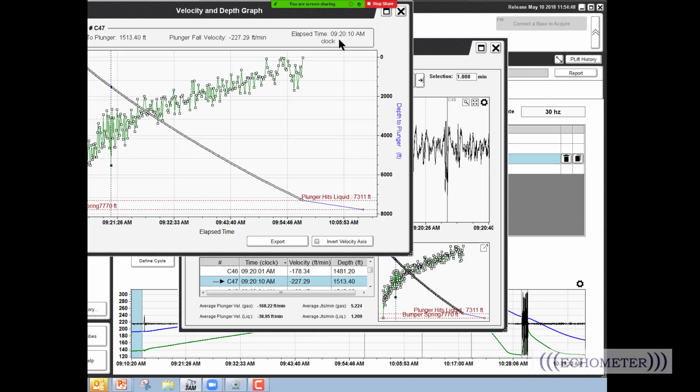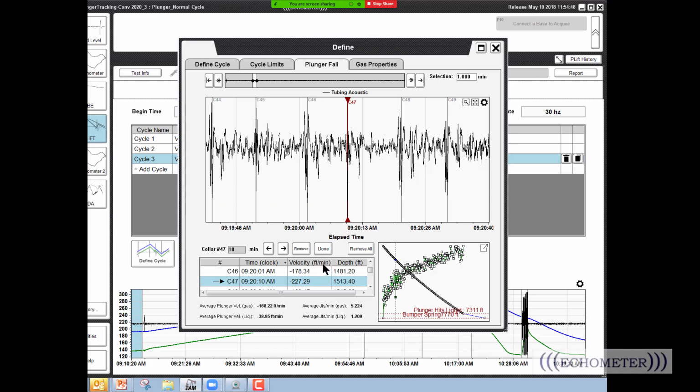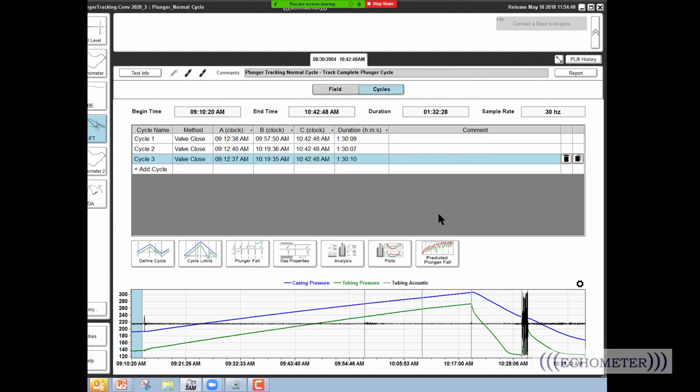Well, I don't really want clock time here. I want minutes. So if I go down here and click on this clock, well, maybe not there. I want it in minutes. So if I go back over here and find this right here, I can change the time to minutes. So there I've got it in minutes. Now I go back to the cycle analysis, pick this cycle and go down to define cycle.